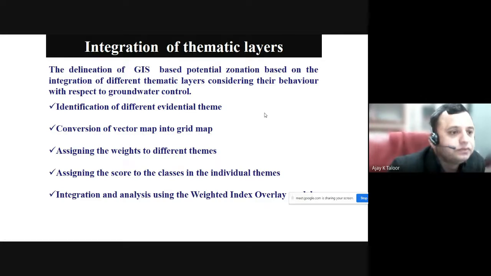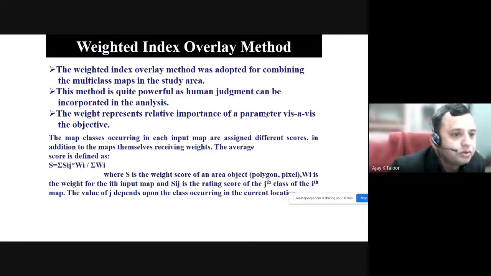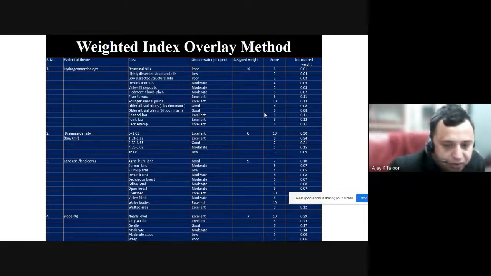Next, please. So this overlay method, the weighted overlay method, earlier it was known as the weighted overlay method, but the exact term is the weighted index overlay method, which was adopted for combining the multi-class maps in the study area. This method is quite powerful as human judgment can be incorporated in the analysis. The weight represents the relative importance of the parameter vis-a-vis the objective. So by combining all these layers, we have given weightage to each and every individual class of the particular themes.